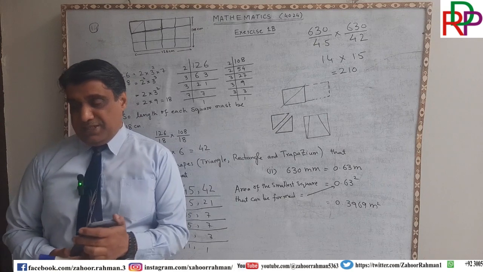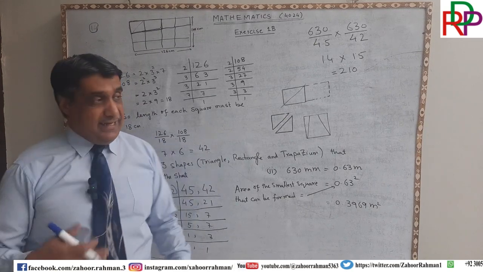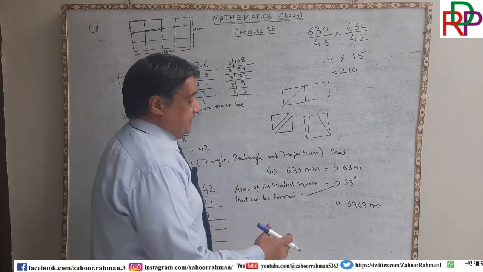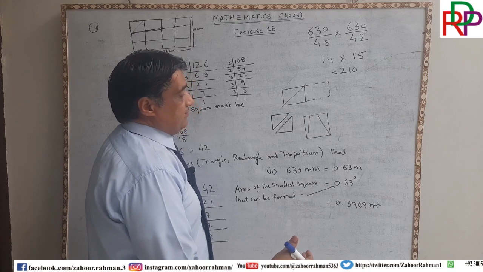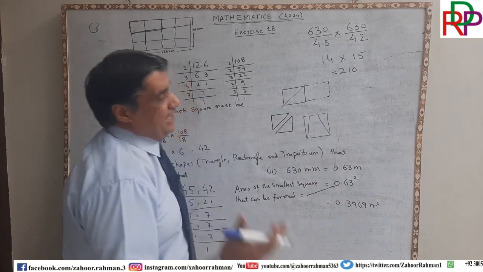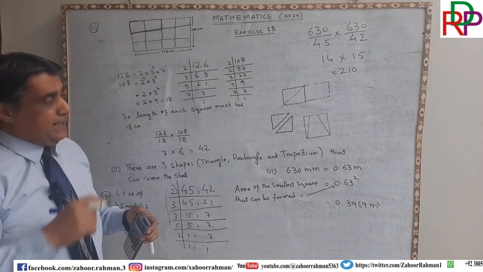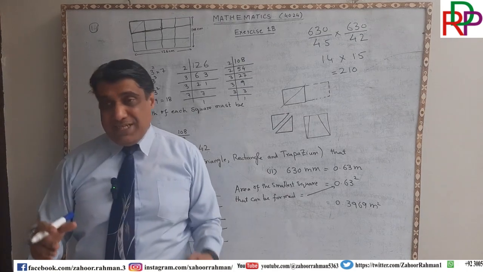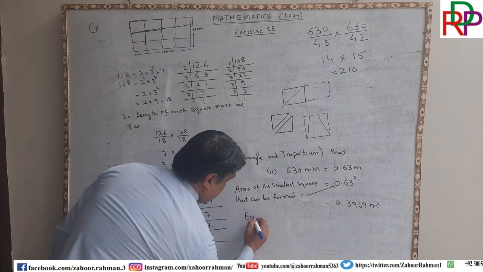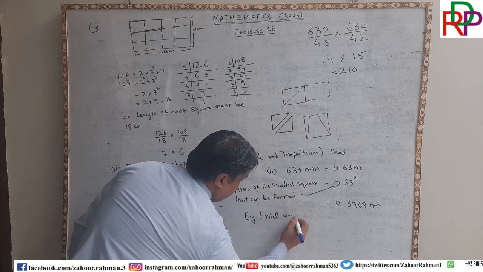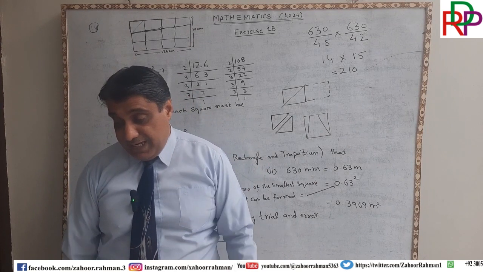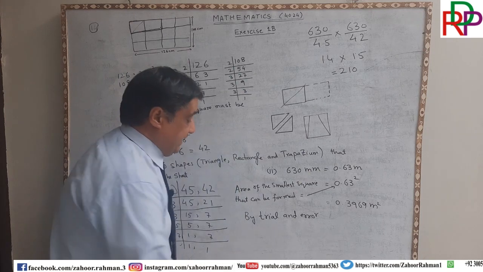Now, there is a method which is called trial and error. That is a special method for testing. If there is an error, again test it, and test it until you get the required answer. So that method is called trial and error process. We are writing that area of the largest square that can be found.